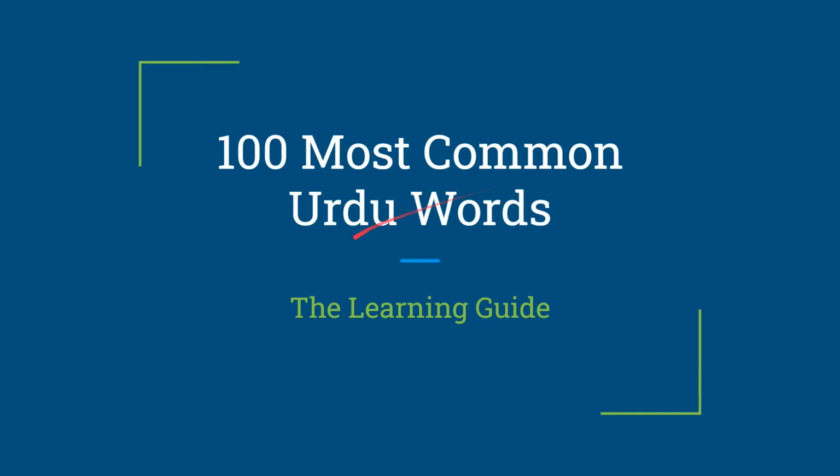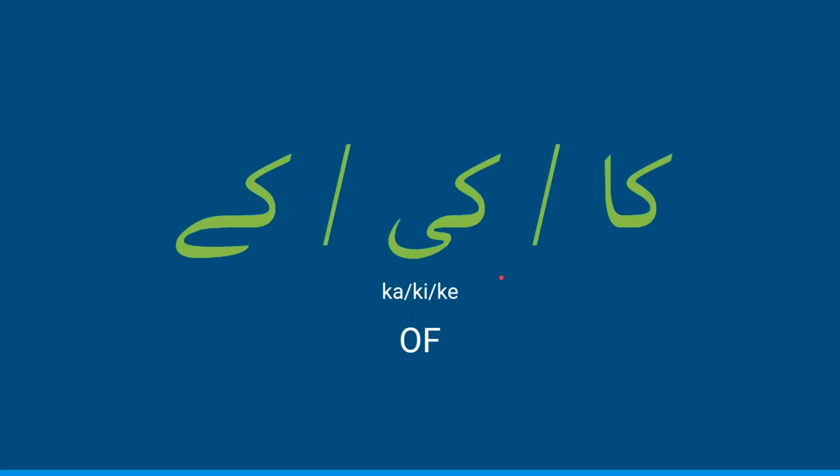100 most common Urdu words. Let's get started. Ka, ki, ke. The word is the same, but it has different forms depending on the subject.